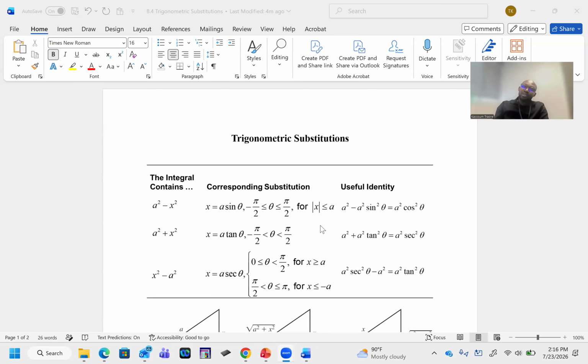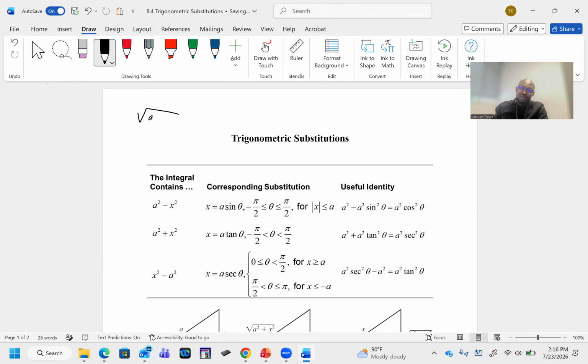Hello, everyone. So in this section, we are going to talk about trigonometric substitution. When do you use trigonometric substitution? When the term under the square root is the sum or difference of two perfect squares, like the square root of a squared plus x squared, or the square root of a squared minus x squared.